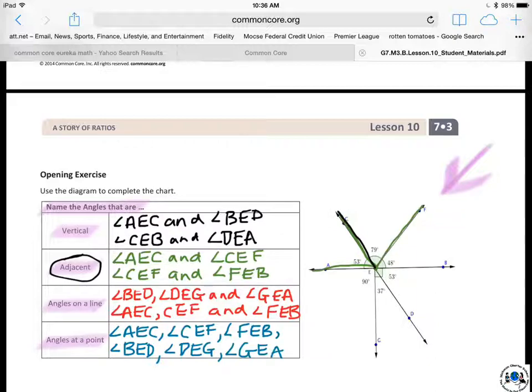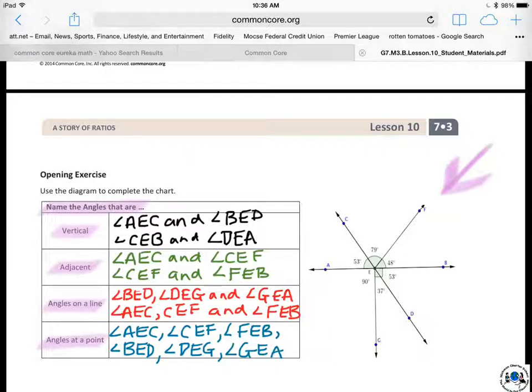Okay, another one would be CEF, and then FEB. Boom, boom, right there. Okay, adjacent again, side by side, sharing a common side. And again, there'd be a number of those. Okay, I'm not sure what you put, but you have a pretty good idea of what an adjacent angle is. Again, nothing to do with measurement, only to do with location and the sharing of a side.